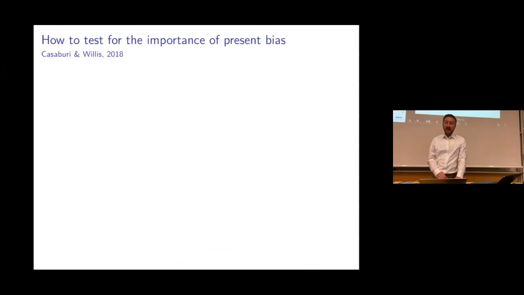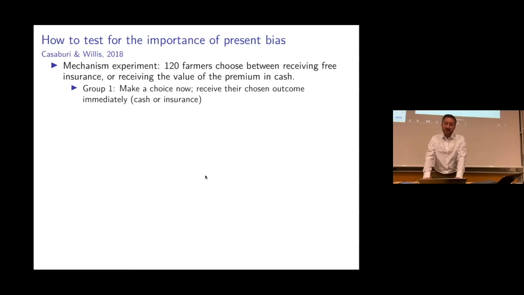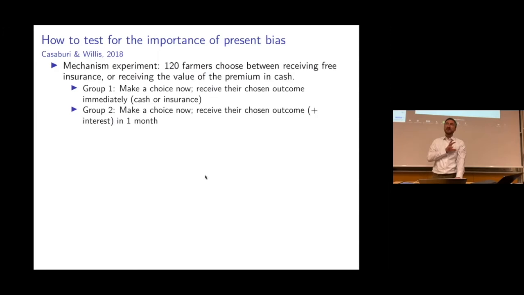Okay, so how do Jack and Lorenzo test for the importance of present bias? Here's the test that they run. There's another mechanism experiment with 120 farmers who choose between receiving insurance on the one hand or receiving the value of the premium in cash. And there's two groups here. The first group makes that choice immediately, and they receive the chosen outcome immediately, either the cash or the insurance. The second group also makes a choice immediately, but they don't receive their chosen outcome until 1 month into the future.